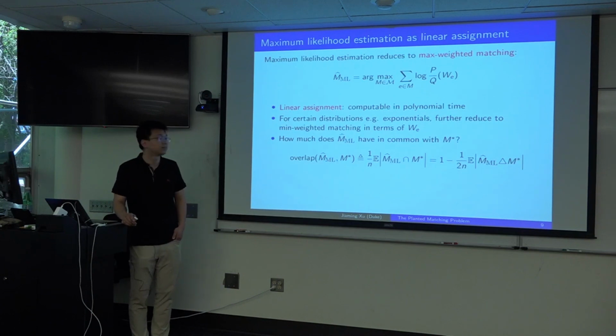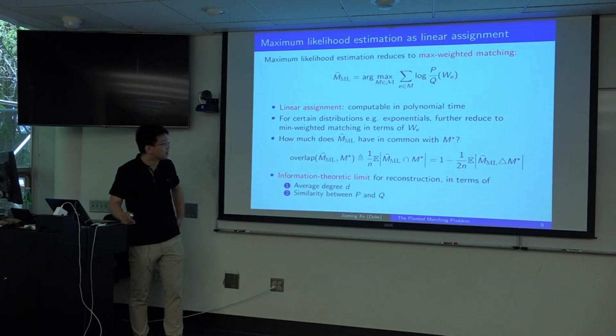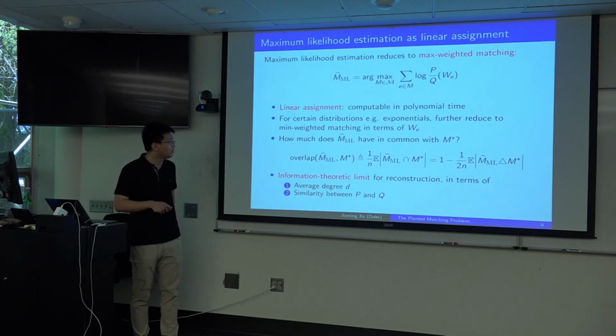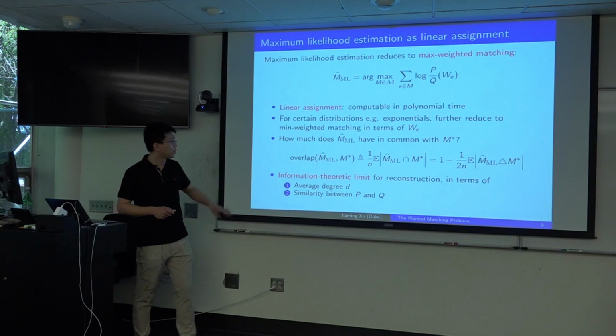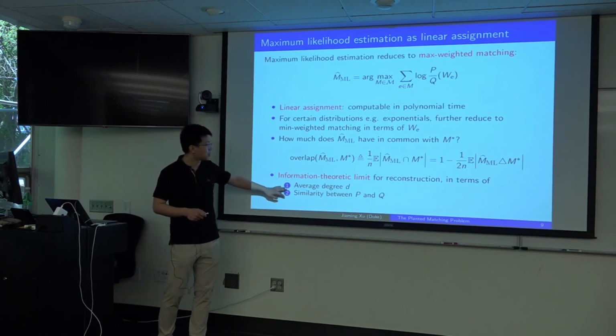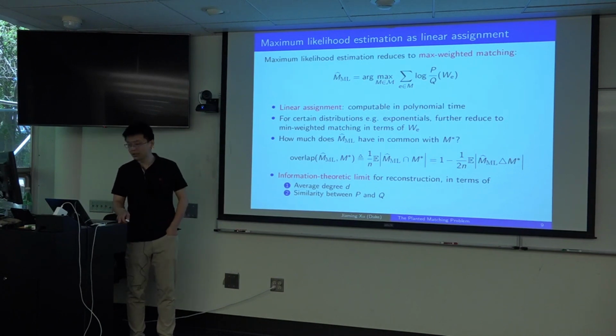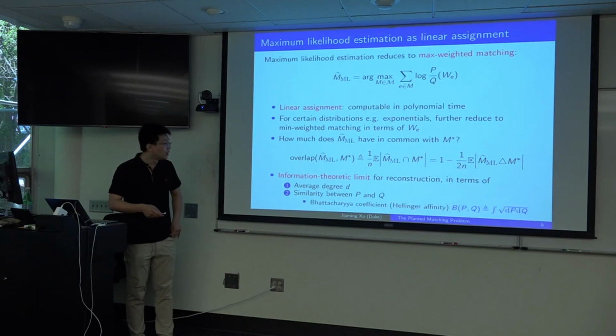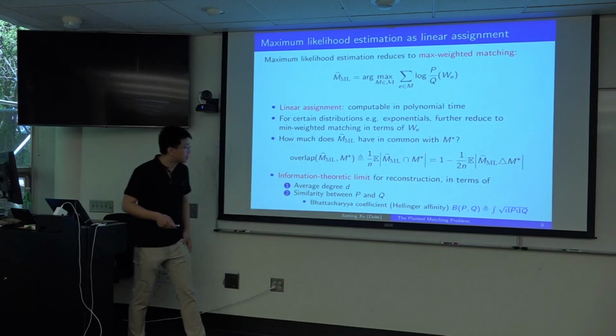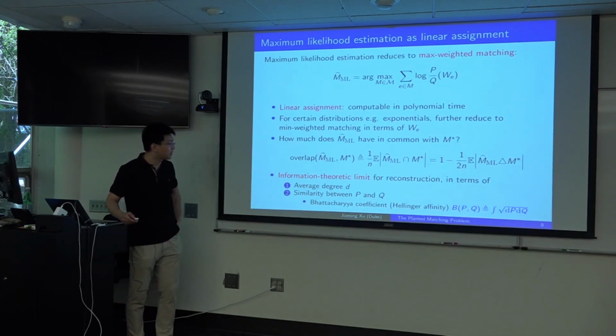Make sense? Now the question we're interested in is: what is the information theoretical limit for this reconstruction problem? That is, when does the overlap go to 1, and when is the overlap bounded away from 1? You will see that this depends on two parameters. One is the average degree d, and the other is some similarity measure between P and Q.